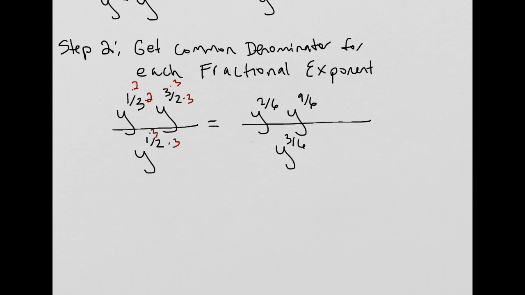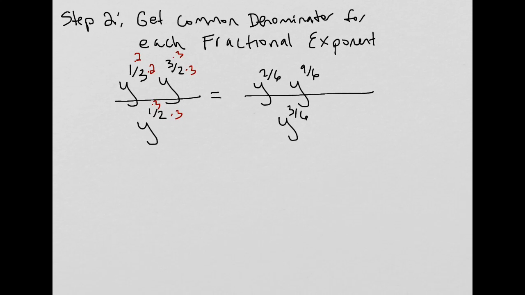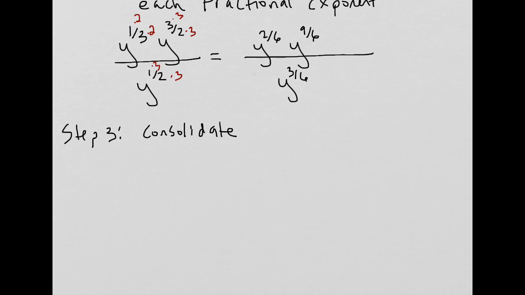Okay, so now I have fractional exponents that all have a common denominator. My third step then is going to be to consolidate the top. Since I'm multiplying y's with other y's, I'm going to add those exponents together, and now that I have a common denominator, that will at least be easier to do. So I'm going to call step 3 my consolidation step.